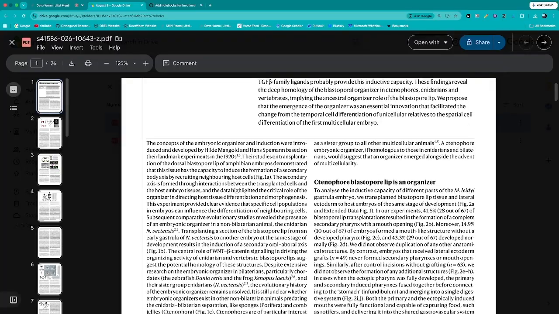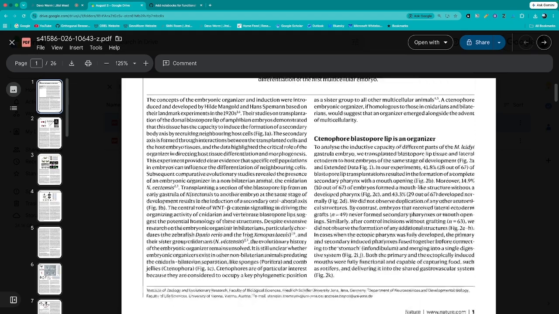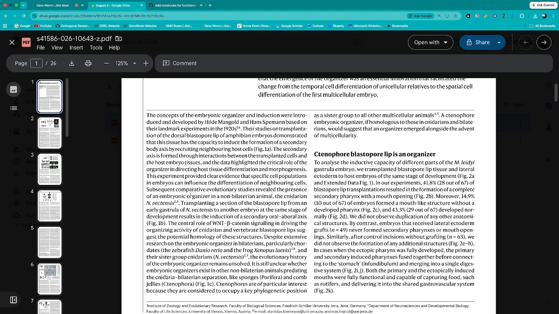So okay, that's the abstract. And they talk a little bit about the details here. So the concepts of the embryonic organizer and induction were introduced and developed by Mangold and Spemann based on their landmark experiments in the 1920s. Their studies on transplantation of the dorsal blastopore lip of amphibian embryos demonstrated that this tissue had the capacity to induce the formation of a secondary body axis by recruiting neighboring host cells.